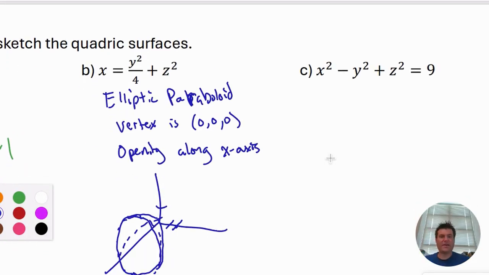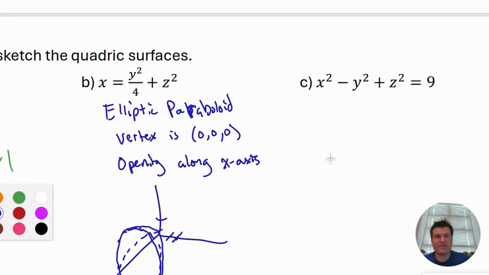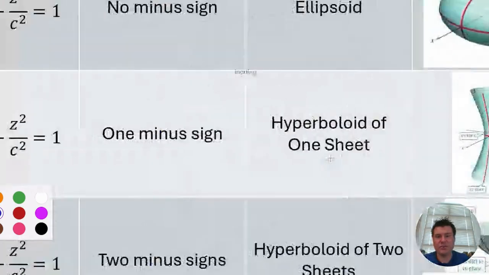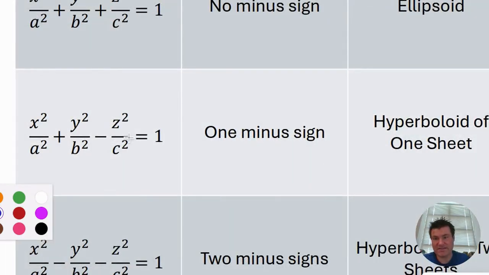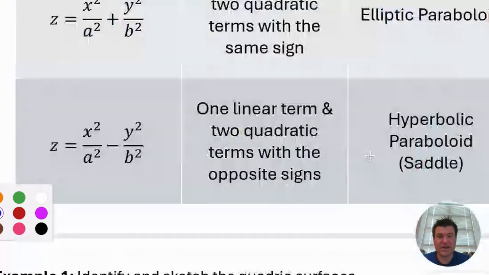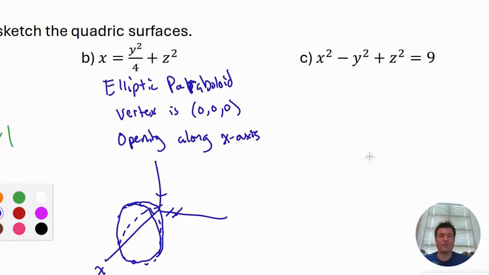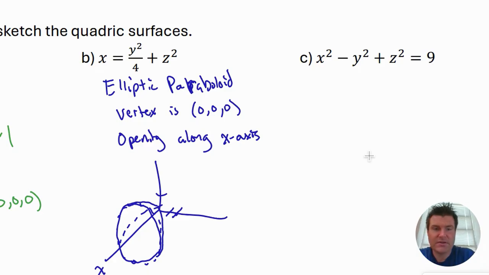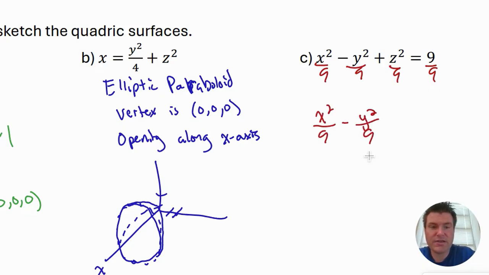And then our last one here, I have one minus sign, everything's squared, so I'll show you, it's a hyperboloid of one sheet. The minus sign here is z, so it's going to open along the z-axis. Our minus sign over here is y, so this is going to open along the y-axis. And actually, let's divide everything by 9 here, so that this equals 1. So I'm going to get x squared over 9 minus y squared over 9 plus z squared over 9.